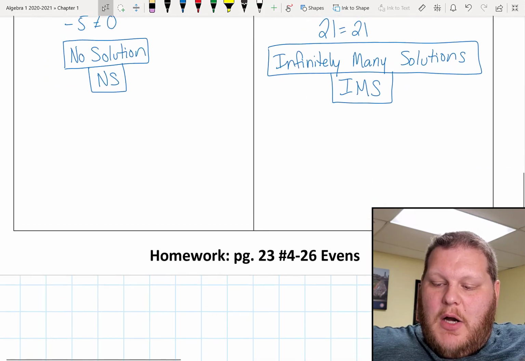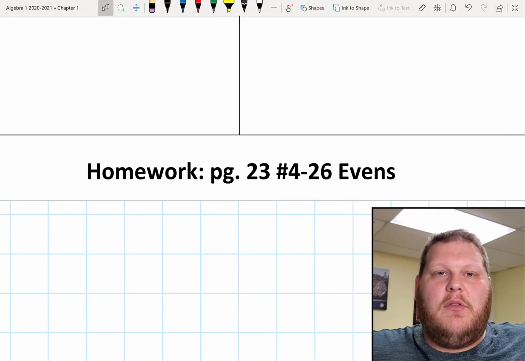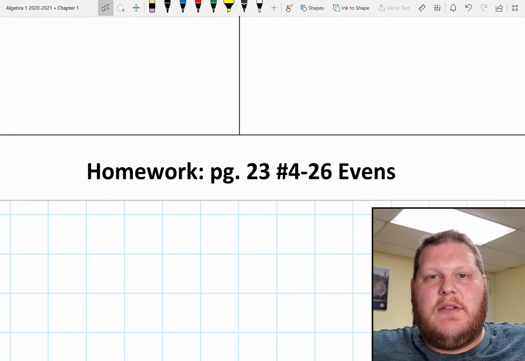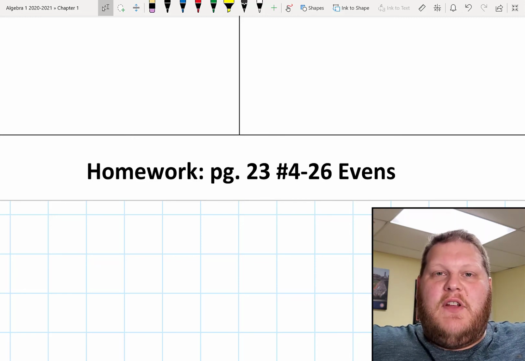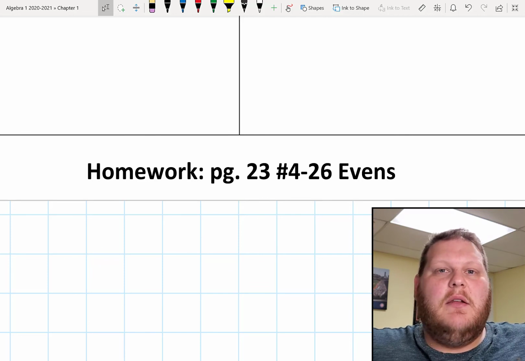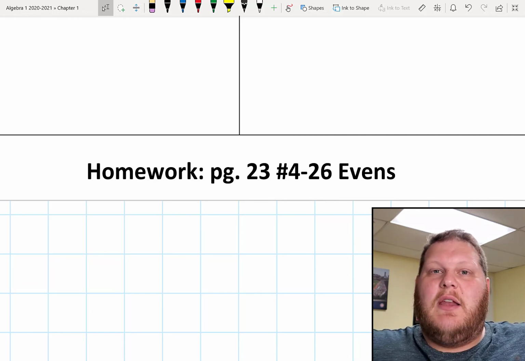Homework for tomorrow that you guys are going to be working on is page 23, number 4 through 26, just the evens. Again, if you have questions on anything that I explained on video, make sure you pause and rewind and back it up and listen to it again. If you're still confused, make sure you come ready with those questions at the beginning of class tomorrow. And if you want to get a head start and try working on some of these problems so that you are ready to ask me questions you're confused on in class, that would be awesome.